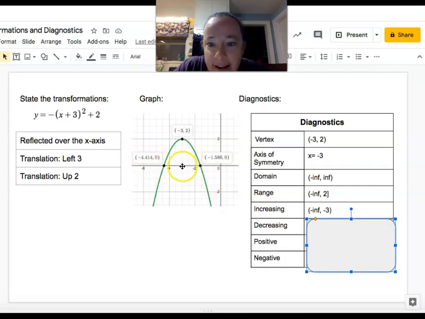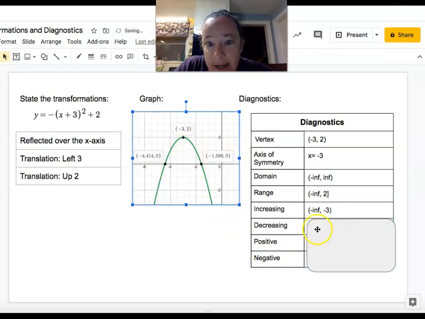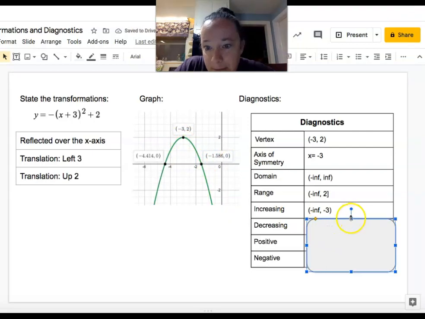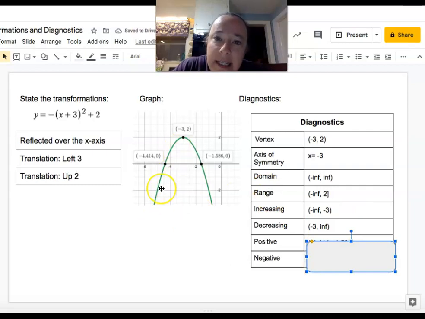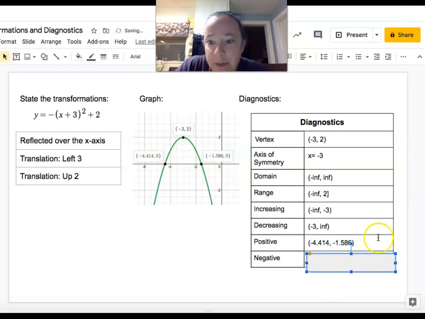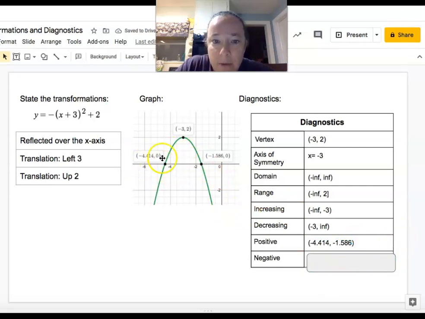All of that. All right, and then where would it be decreasing? Well, that would be everywhere else. So negative 3 to infinity. So if I smush that down, it'd be negative 3 to infinity. All right, where is this thing positive? Well, this thing is positive when it lives above the x-axis, and that's from here to here. So from negative 4.14 all the way to negative 1.586. That's your positive interval. Okay, that's where it is above.